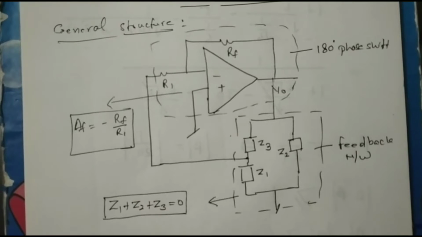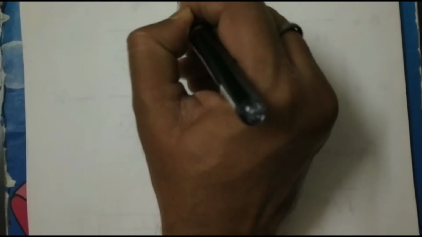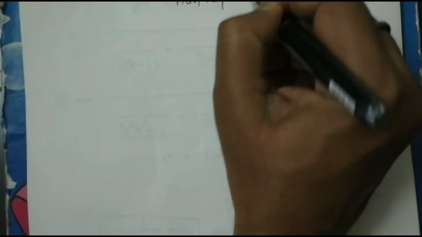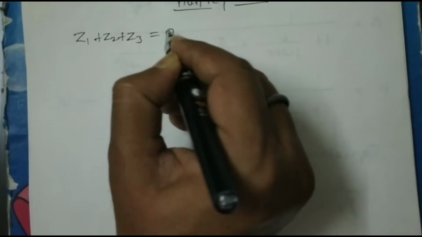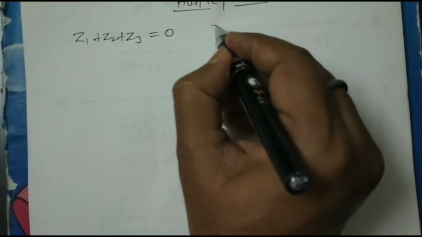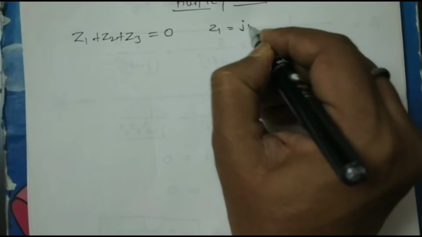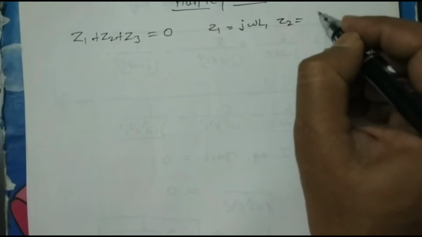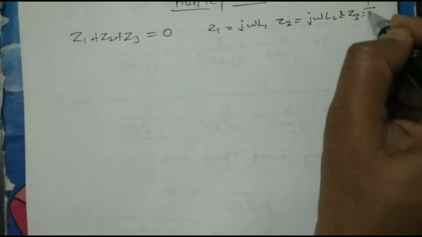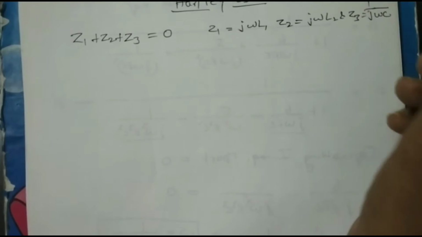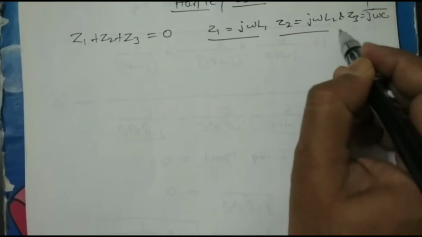Now we shall start with the Hartley oscillator. The condition for feedback is given as I told you previously, Z1 plus Z2 plus Z3 equals 0. So here we consider Z1 equals j omega L1, Z2 equals j omega L2 and Z3 equals 1 upon j omega C. This is the condition for the Hartley oscillator.